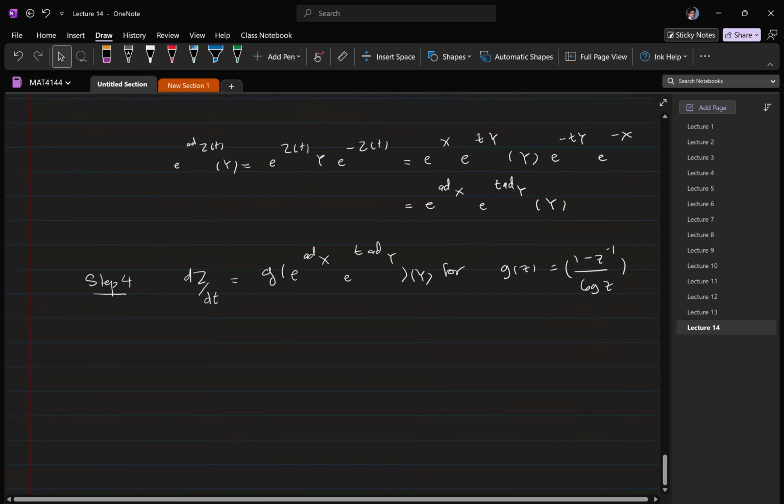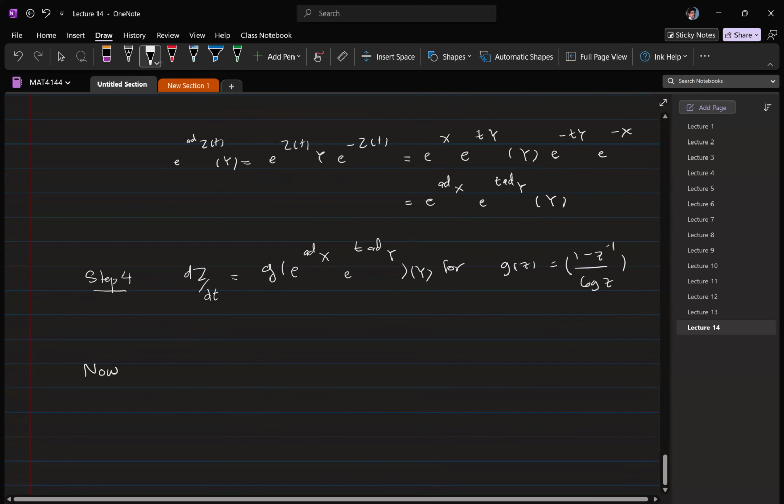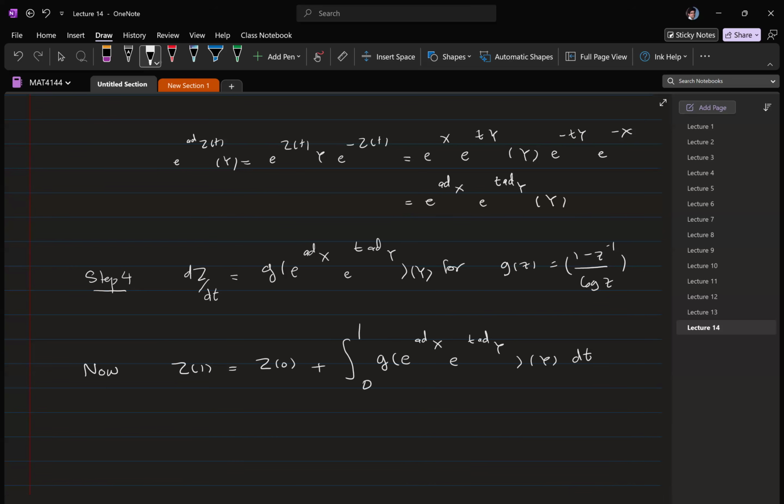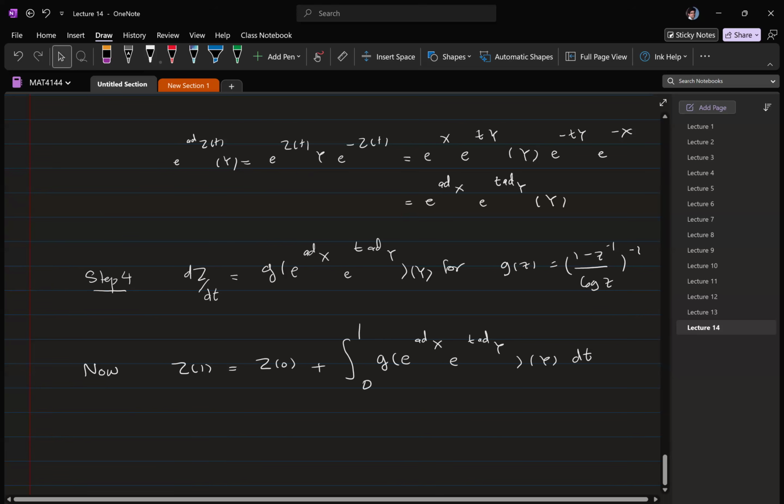And now, well, we are interested in z of 1. So this is going to be z of 0 plus the integral of g of e to the ad x e to the t ad y dt. This is the fundamental theorem of calculus. Yeah. Still missing inverse for g of z equals this inverse. There's an inverse missing. You're totally right. I'm missing this inverse. Yeah.